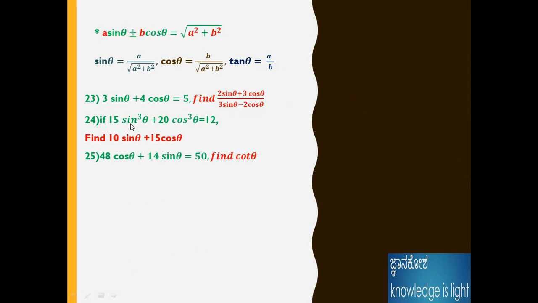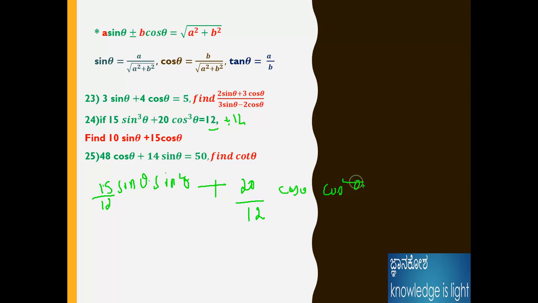This is the one I need to highlight, as this is the same kind of problem. Okay, I will do the same for this problem. I am going to divide by 12 here. For this kind of problem, 15 divided by 12 sin cube theta, I could write sin cube theta as sin theta sin square theta, plus 20 by 12 cos theta cos square theta is equal to 1.